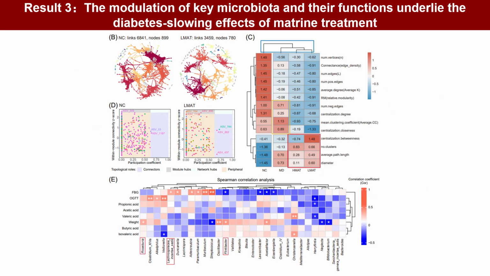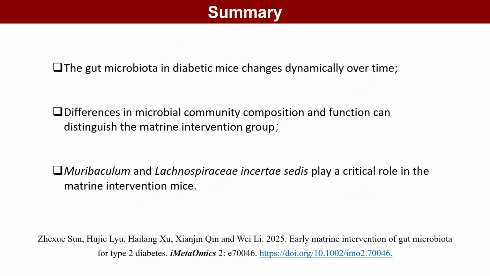For microbial networks, the NC group had the most links and nodes. The intervention groups showed higher enrichment in betweenness, clusters, and diameter compared to the NC group. Conversely, the MD group was significantly enriched in edges and clustering coefficient, while the intervention groups were not. Fewer key microbes were enriched in the NC group, whereas the LMAT group showed enrichment of connectors. The key microbes were correlated with the physiological indicators. The correlation heat map showed Roseburia and Acinetobacter had significant positive correlations with weight, whereas Lactobacillus incerti was significantly positively associated with FBG.